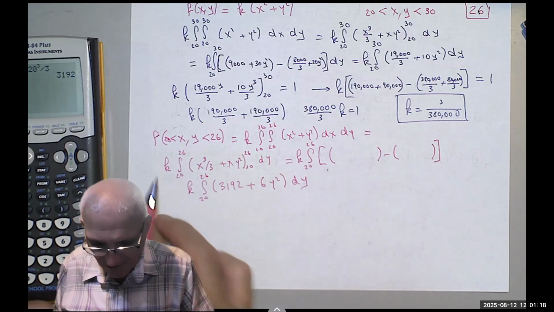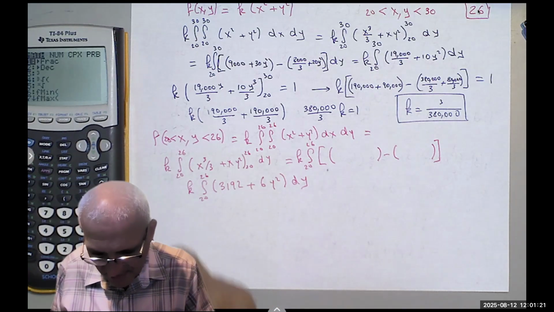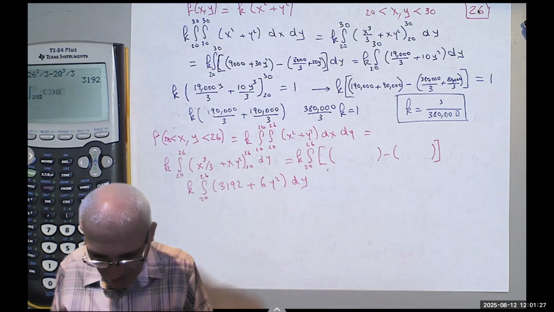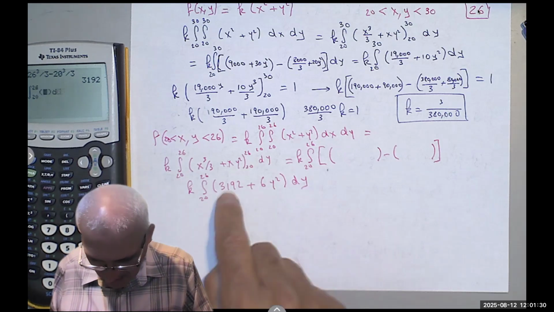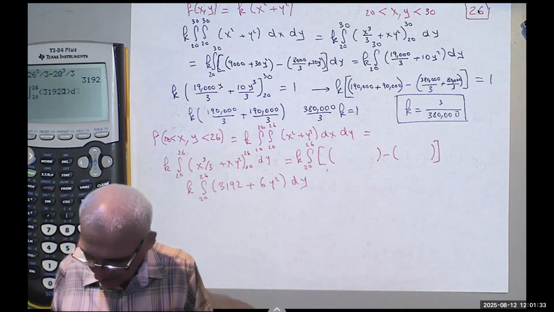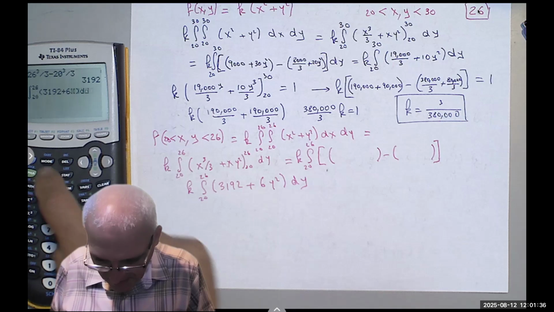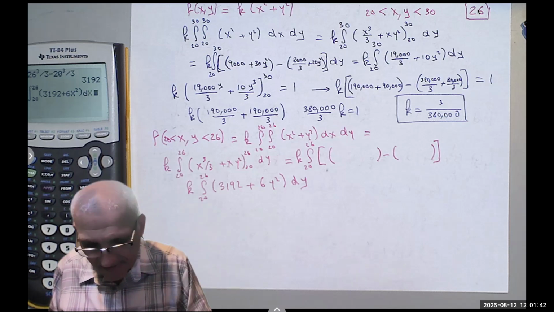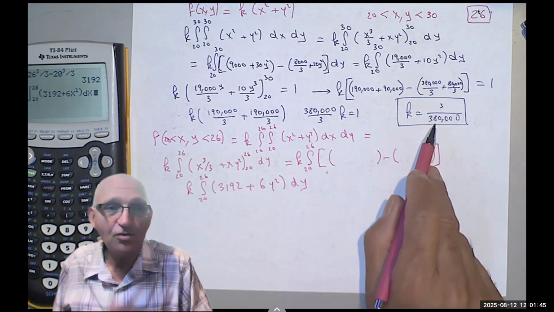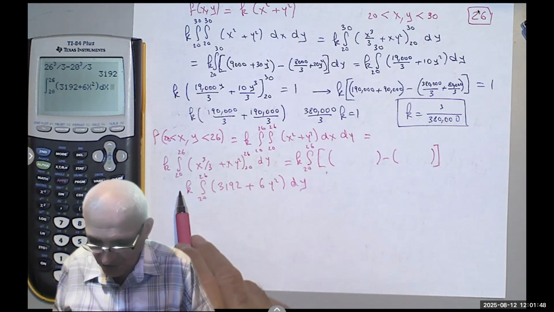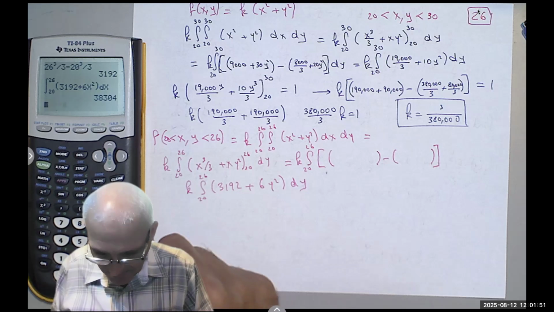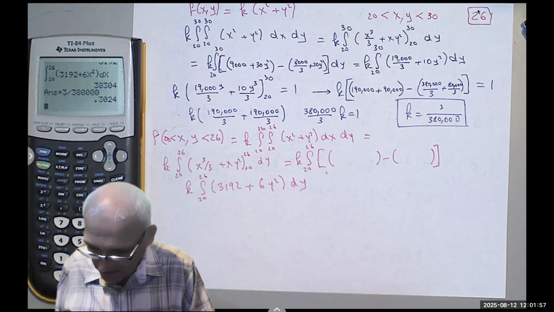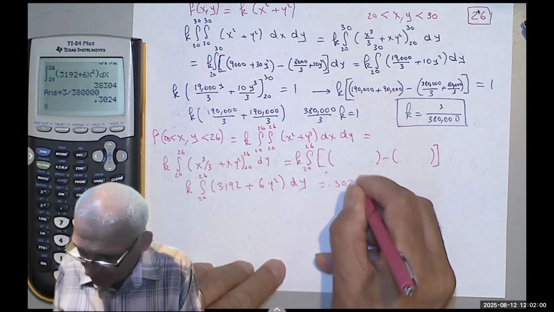Now we can do this with a calculator. Let's do it with math and finite integration. I'm going to take the integral from 20 to 26 of 3192 plus 6x squared dx. And then when I get the result, I'm going to multiply it by 3 over 380,000, because it should be multiplied by k, which is 3 over 380,000. It's 0.3024. Wow.